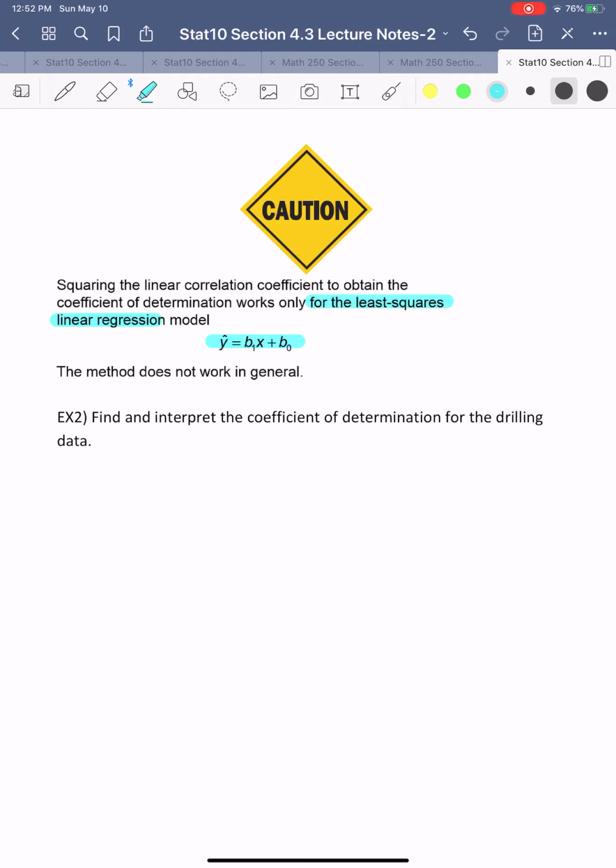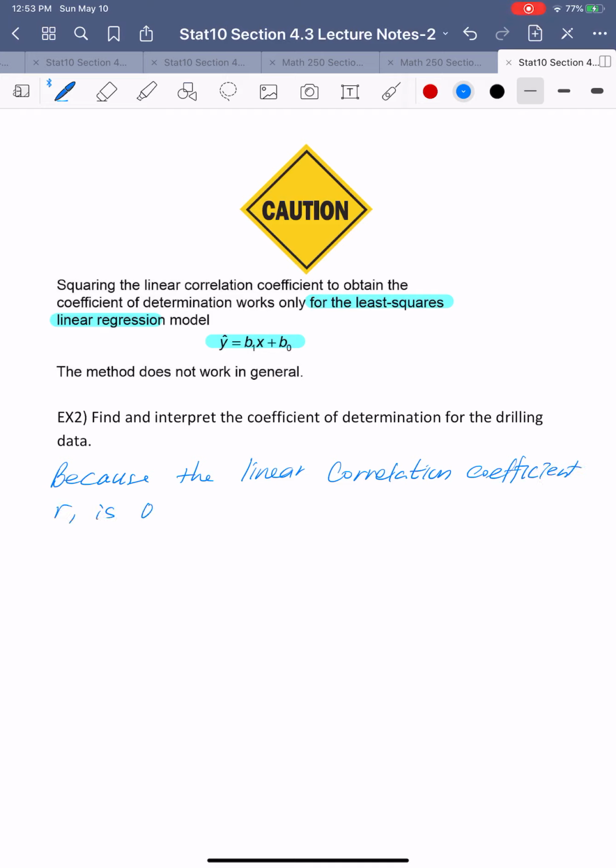Now find and interpret the coefficient of determination for the drilling data. The linear correlation coefficient R is 0.773, so R squared is 0.773 squared, which is 0.5975, the same as 59.75%.